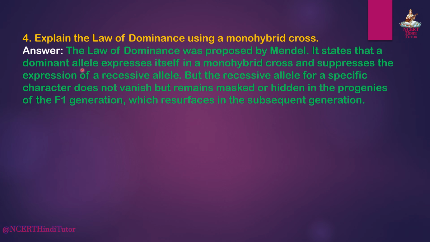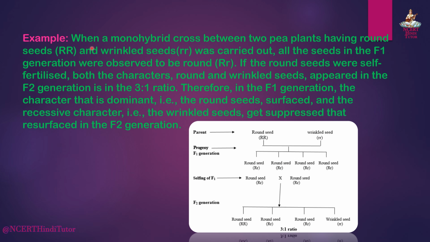It states that a dominant allele expresses itself in a monohybrid cross and suppresses the expression of a recessive allele. But the recessive allele for a specific character does not vanish but remains masked or hidden in the progenies of the F1 generation, which resurfaces in the subsequent generation. Example, when a monohybrid cross between two pea plants having round seeds R and wrinkled seeds r was carried out, all the seeds in the F1 generation were observed to be round, capital R, small r.